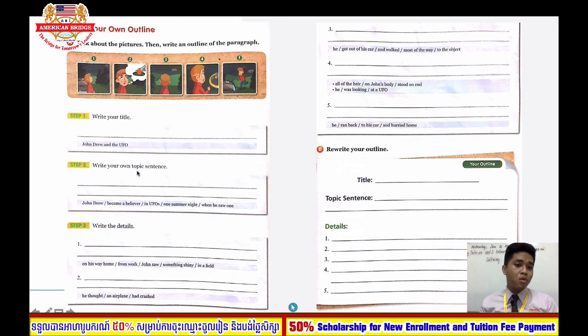Step number 2, write your own topic sentence. The topic sentence is the main idea of your paragraph. And the last step is to write the details. Here we have 5 details because we have 5 pictures. In each sentence you need to describe the picture, but don't write in too much detail. Remember, an outline is supposed to be short and clear. Very good. And after you finish writing the outline, you should rewrite your outline in this way, in a very short and easy to understand way, right?